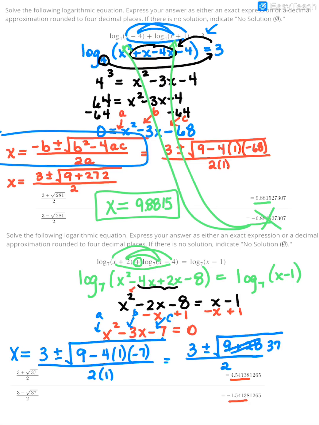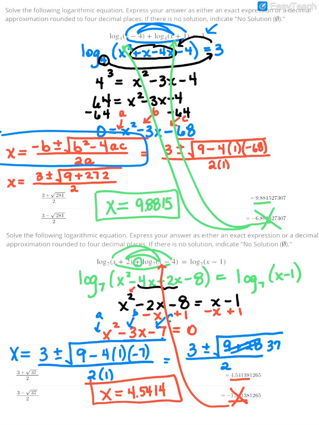Unfortunately, when I look back up here, for example, right there, when I plug it in, that's going to create a negative number, and I cannot take the log of a negative number. So we're not throwing it out because itself it's a negative number. It's the fact that when you plug it in, it creates the log of a negative number. So my answer in this case will be the 4.5414 once we round up that last digit.